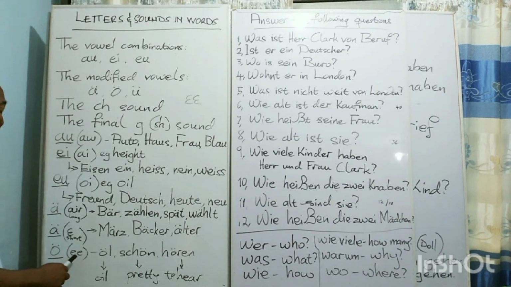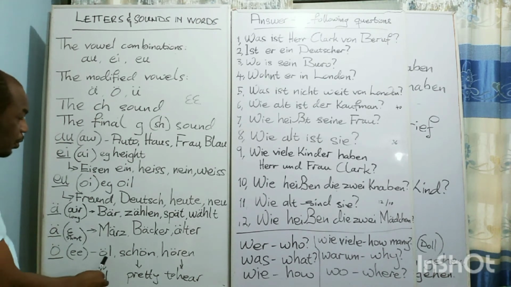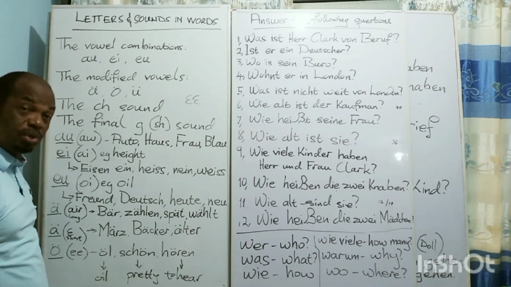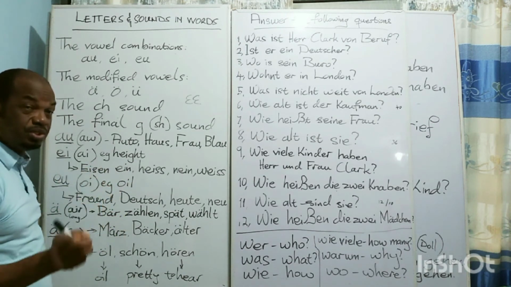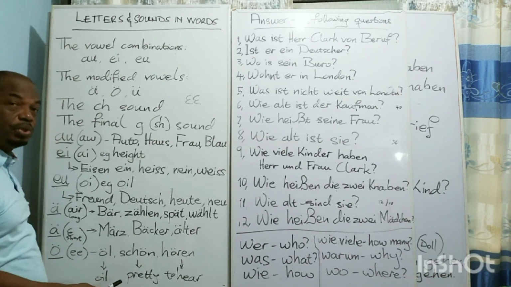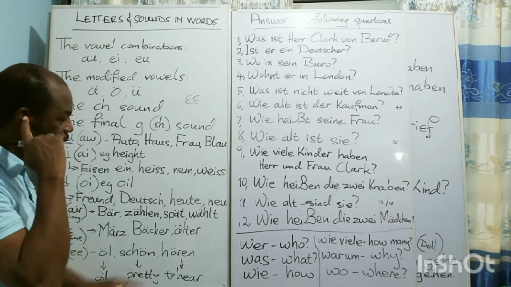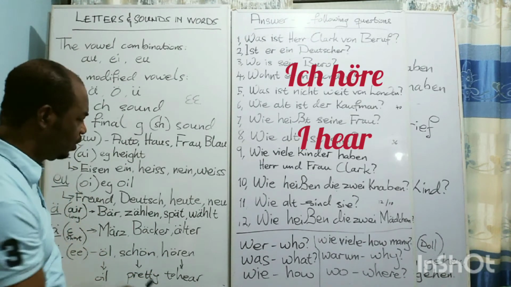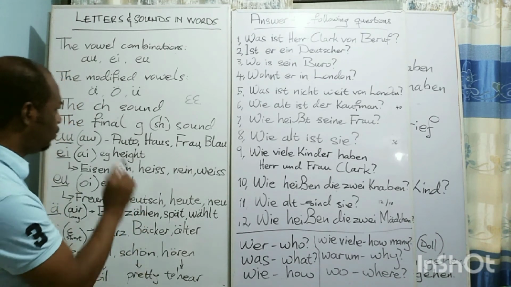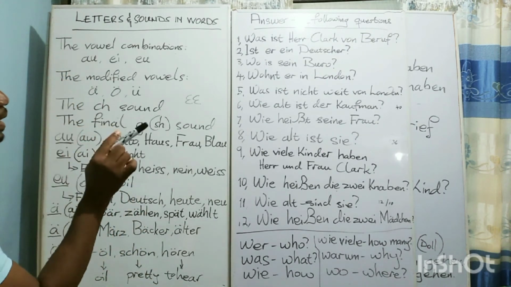the long E. It's not like A, but it's pronounced with the mouth rounded. So like in Öl, they have oil. Öl means oil. Somebody is pretty. Schön, you are beautiful or you are pretty. Du bist schön. Du bist schön, schön. Hören, to hear. Ich höre, I hear. So that is it. Now with this, we should be able to read this with ease.